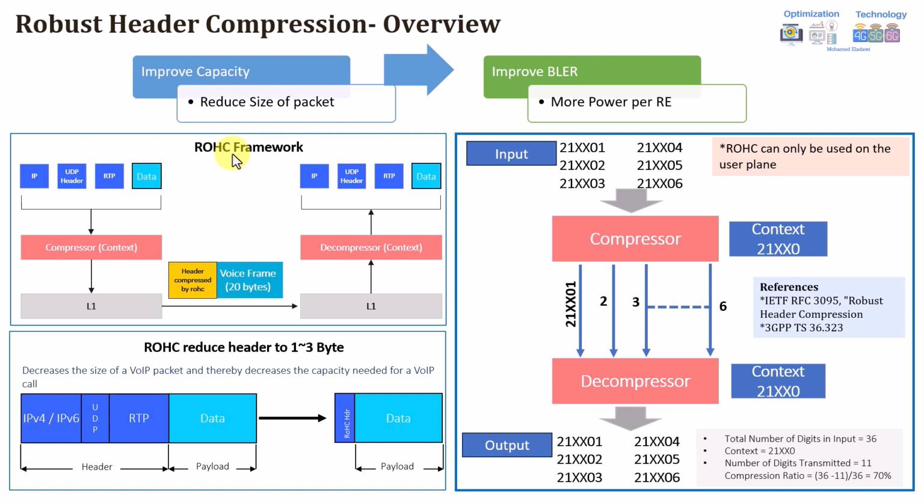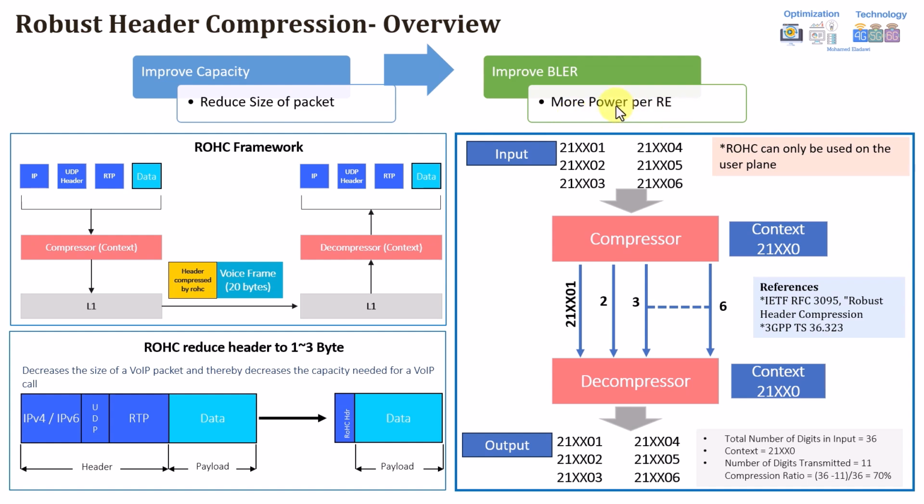Okay, as you can recall, robust header compression in general, as stated by the name, just makes a header compression. So the main advantage of this feature is trying to reduce the packet size. And if you reduce the packet size, you will be able even to improve your uplink performance or block error rate, because, for example, assume you're using 20 resource blocks on uplink allocation, but after the packet size reduction, you need to only use 10 resource blocks instead of 20. So you'll have even more power per resource element.